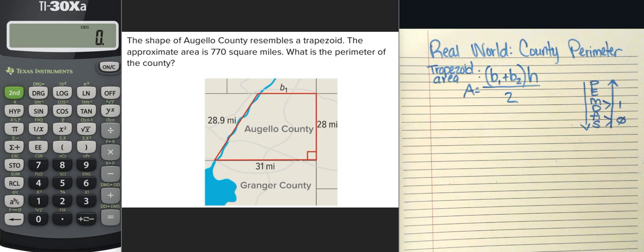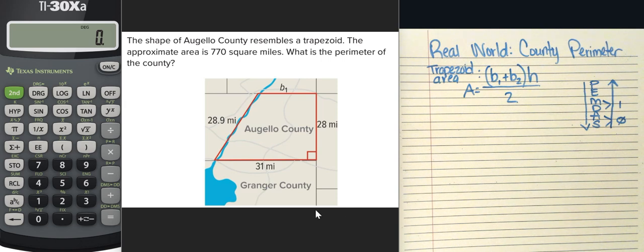All right, so we are using our understanding of solving two-step equations to figure out how to solve a problem that they've given us here. It's a real-world scenario, and what we're looking for is the perimeter of a county. They say that the shape of Aguelo County resembles a trapezoid. The approximate area is 770 square miles, and they want to know what the perimeter of the county is.